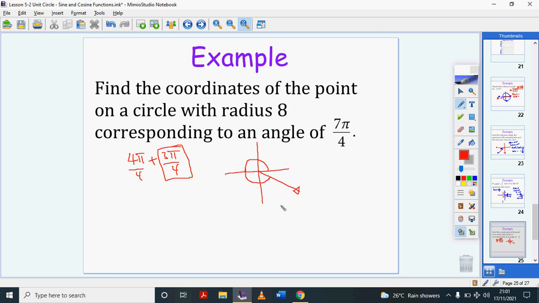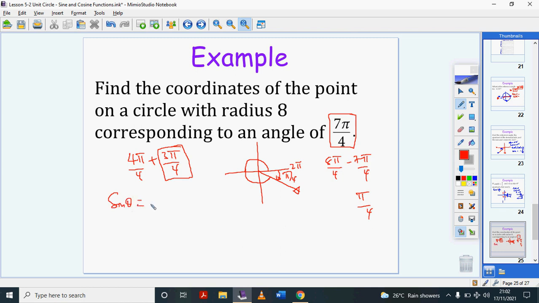Now if that's 7 pi over 4, then I need to figure out what this angle is here. I know the 2 pi would be 8 pi over 4 minus 7 pi over 4. So this is just pi over 4. I'm using 2 pi because this would have been 360 degrees. So this angle is pi over 4. Whatever this angle is, it has the same exact ratios as pi over 4, which is 45 degrees, right? So I know the coordinates.